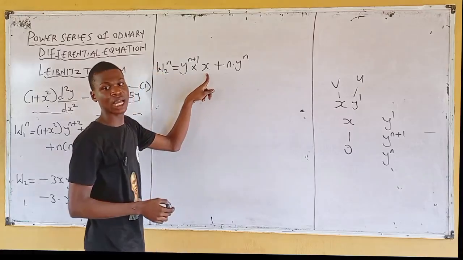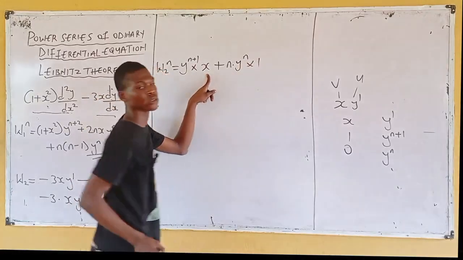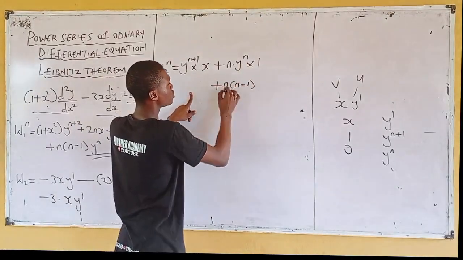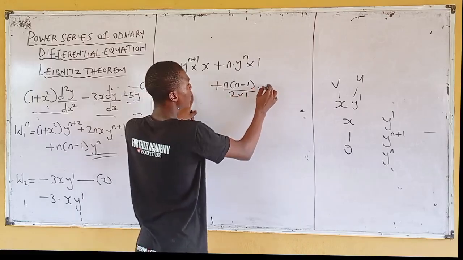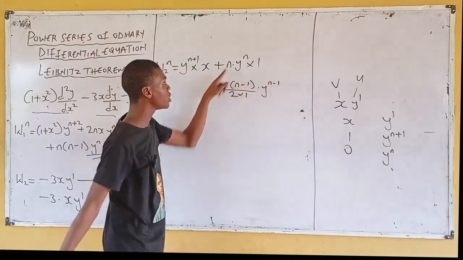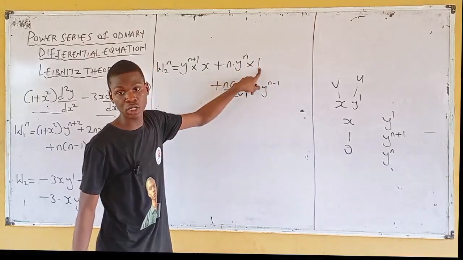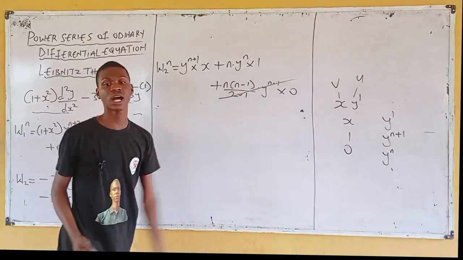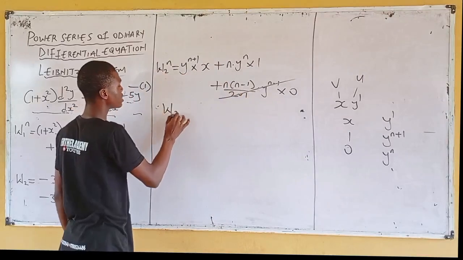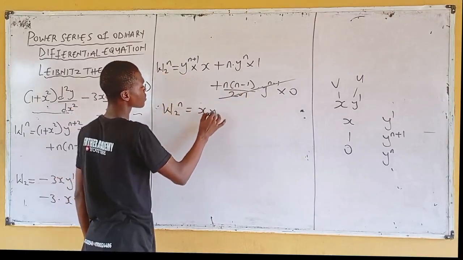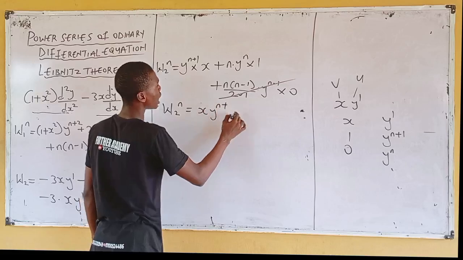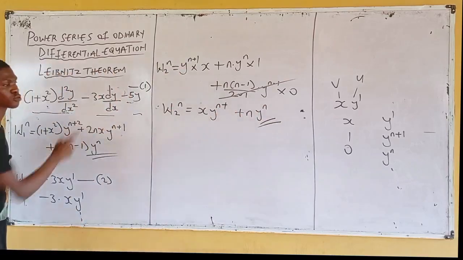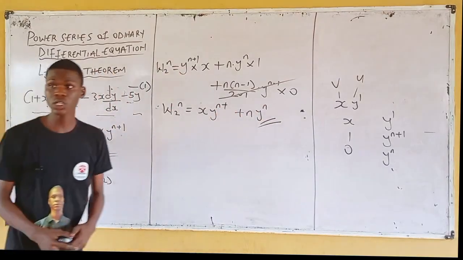Then differentiate x. By the time you differentiate x, what do you have? Multiplying 1, right? Moving on, I'm having n times n minus 1 all divided by 2 times 1 multiplying y raised to the power of n minus 1. Differentiate x again, what do you have? 0, so this term is out, and all the rest still have 0. So from here, the nth derivative is x multiplying y raised to the power of n plus 1, plus n multiplying y raised to the power of n. So this is your nth derivative for this particular term. What do you say?